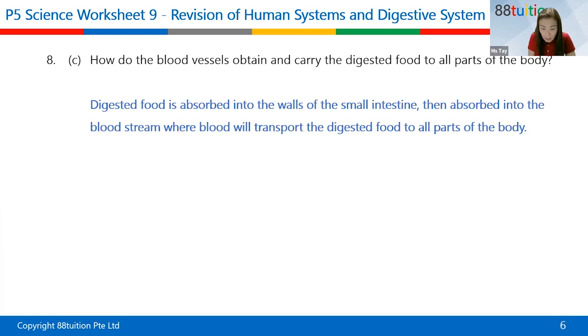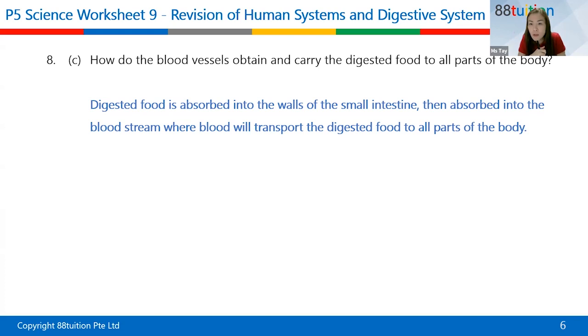Okay, digested food is absorbed into the walls of the small intestine. Then after that, it's absorbed into the bloodstream, where blood is going to transport all this digested food to all parts of the body. Yeah, so I see Gordon also put down some inputs, right? It goes through the blood veins. No, don't mention blood veins. Don't mention veins or arteries. Just talk about blood vessels. And then it is the blood that is carrying the digested food. Okay, got it? It is the blood that is carrying the digested food.